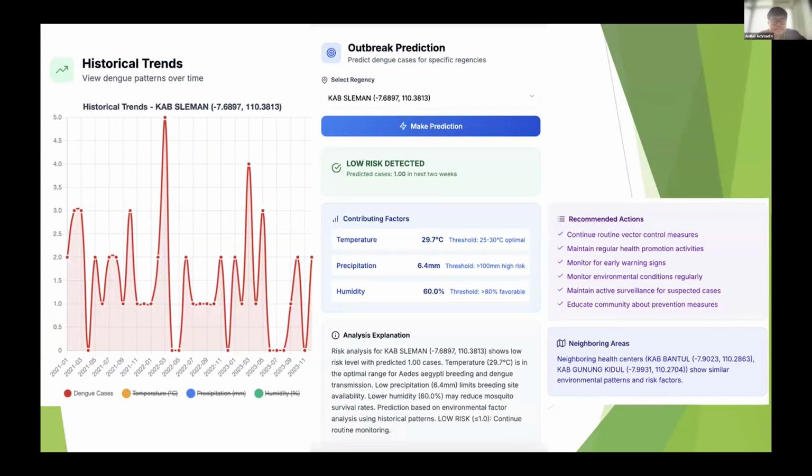And then we built the platform so that it can be easily used by the officials, so they don't have to do the analysis themselves, but can use the platform to calculate or predict if there is any outbreak.